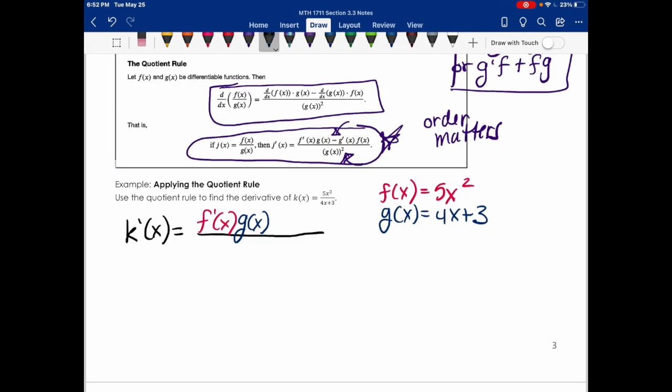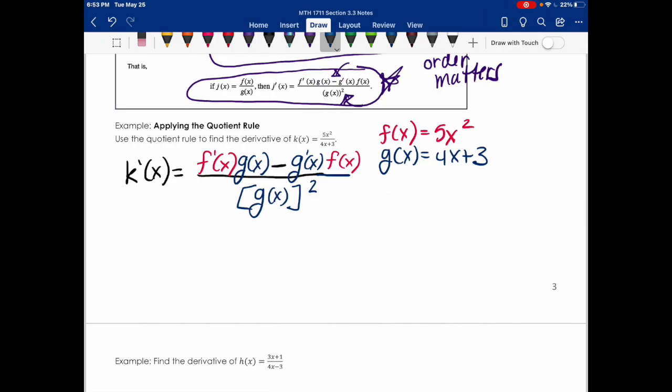It's important that you get the order correct in this case. Okay, and then I multiply it by the denominator function, and then I subtract the derivative of the denominator function times the numerator function, which is f of x, and then I take the denominator function and I square it. And then of course you simplify it if you can.